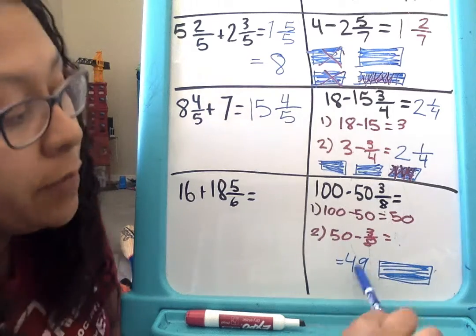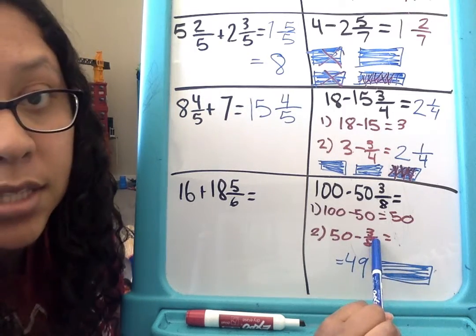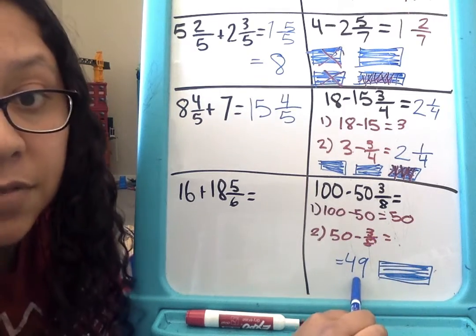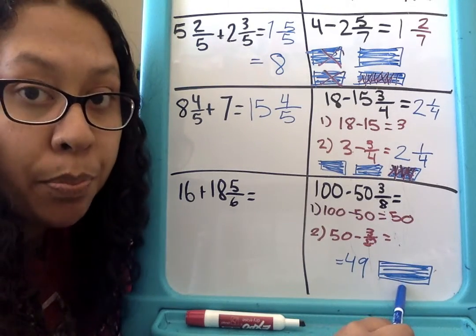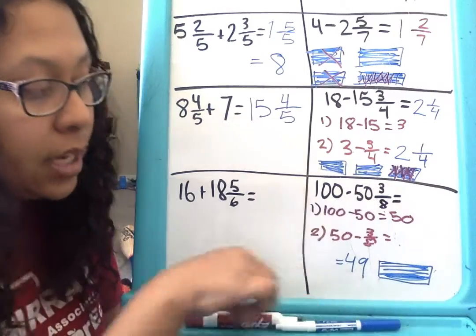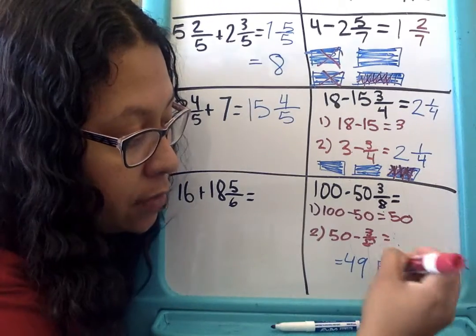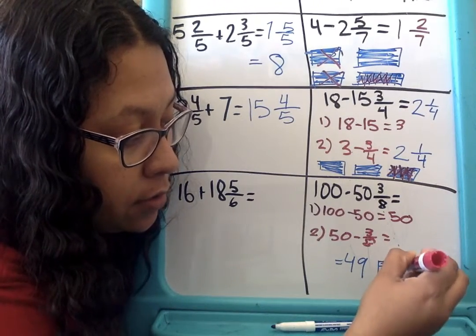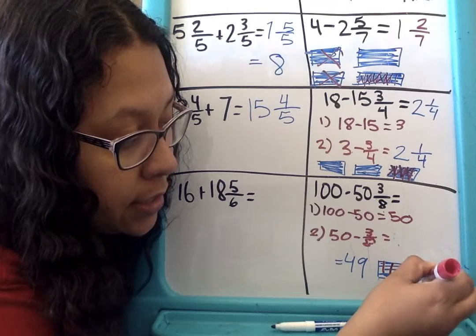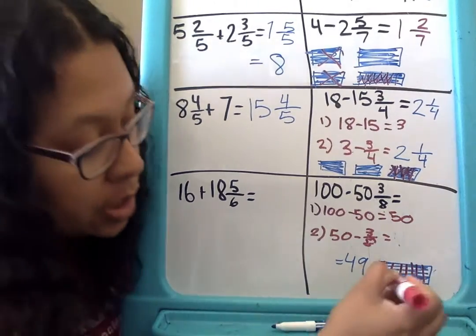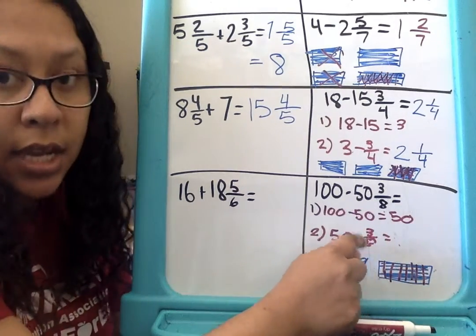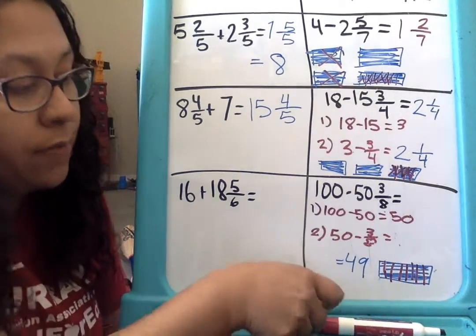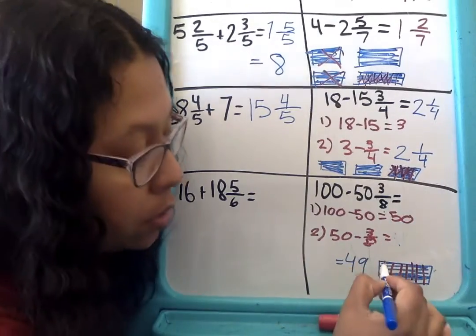So now from the 50, I'm going to take away 3/8. Well, I don't really want to take away 3/8 from 49 holes. I can take away 3/8 from this 1 hole picture that I drew. So we need to split it into 8s first. 1, 2, 3, 4, 5, 6, 7, 8. So now from these 8s, we need to take away 3/8. So we're taking away 3 of those.